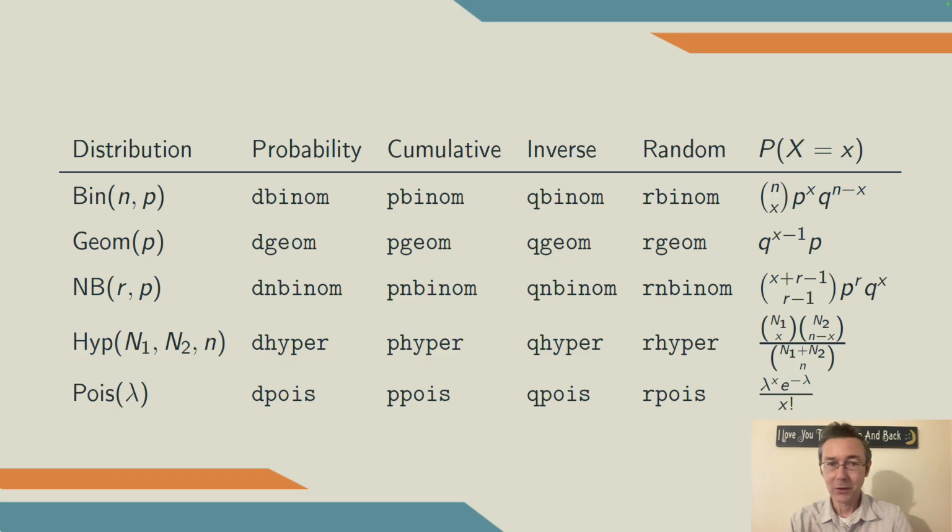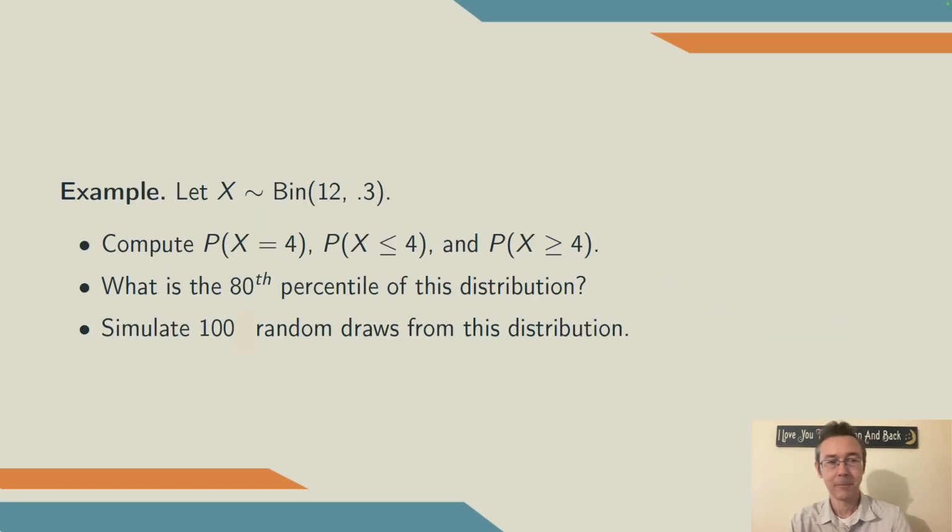For instance, in the binomial distribution, the probability mass function is dbinom. The cumulative distribution function, the CDF, is pbinom. The inverse CDF is qbinom. And to generate random values from that distribution, you use rbinom. The rightmost column in this table is giving you the math for the probability mass function, just so that you can make sure to match these up correctly. Let's do a couple of examples.